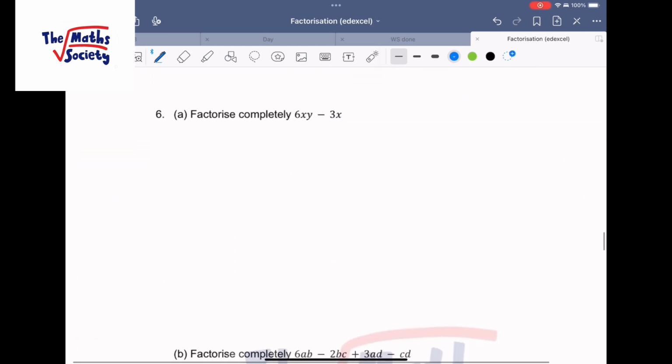It says to factorize completely 6x squared minus 3x. We can take out 3x in this case, so you'll be left with 2x minus 1. And that should just be your answer.